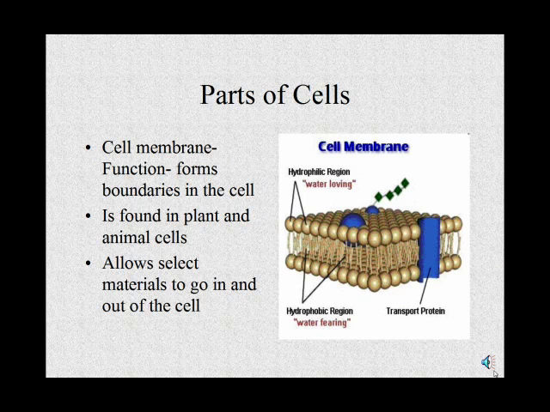The first one we're going to talk about is the cell membrane. Now the function of a cell membrane is it forms boundaries in the cell. It's not only around the cell, but it's also around the organelles inside of the cell. These are found in plant and animal cells, and the ones on the outside of the cell allow things to go in and out of the cell. Just select things. It's kind of like a screen on a window. Some things can go in, like water and oxygen, and only a few things can come out, such as waste, and the cell membrane is what regulates that.